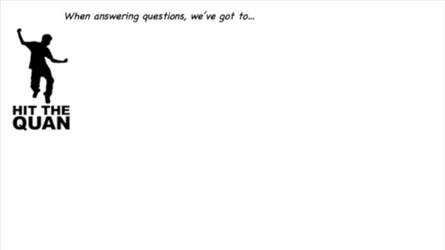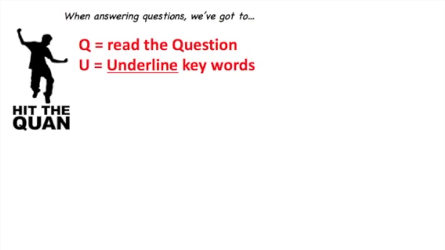So class, when answering multiple choice questions, we've got to hit the QUAN. So let's go through what each one of these letters means to us. So the first thing we're going to do is we're going to hit the Q, which is read the question. Write that down. While we are reading the question, we are also going to hit the U, which is underlining keywords. Now, I really don't care if you underline, highlight, circle, put a star by, whatever works for you. We're just going to stick with the U and underline these.